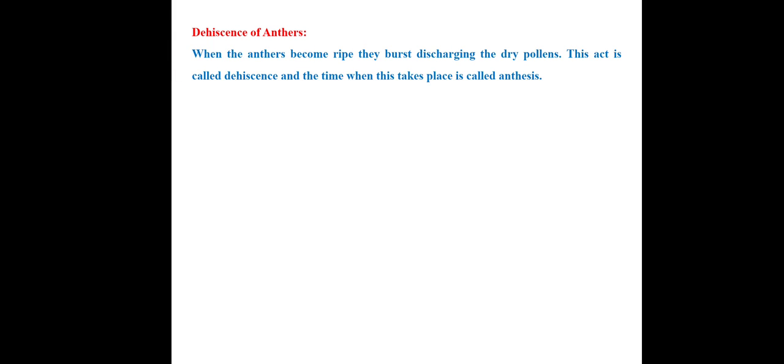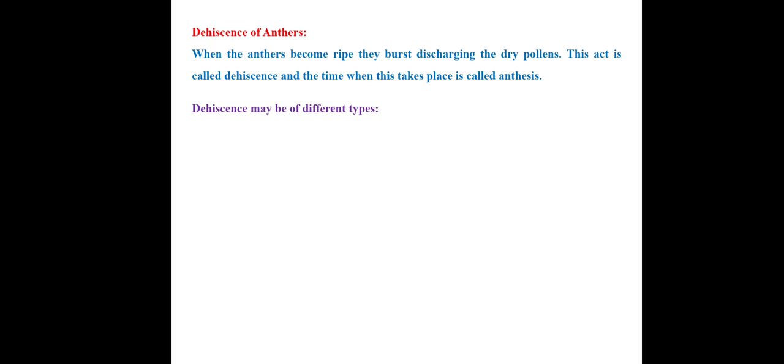Now let's see what is dehiscence of anthers. When the anthers become ripe, they burst, discharging the dry pollen. This act is called dehiscence, and the time when this takes place is called anthesis. So, dehiscence is nothing but the release of the pollen grains from the ripe anther lobes, and the time when the dehiscence occurs is called anthesis.